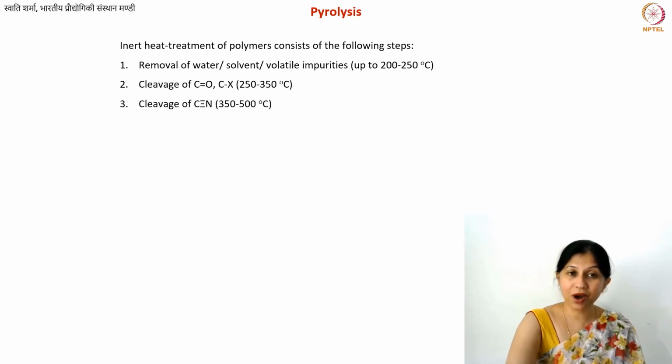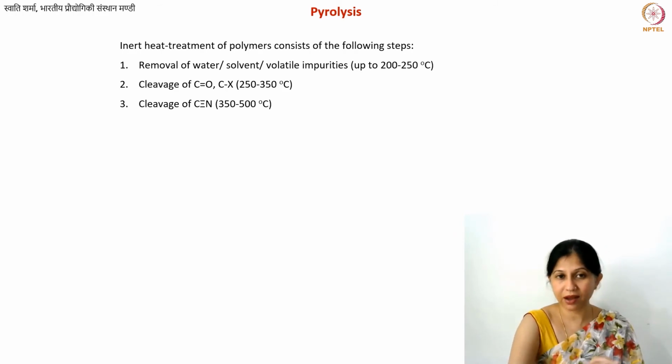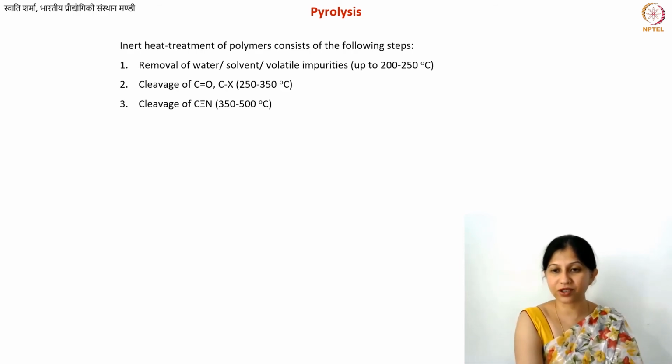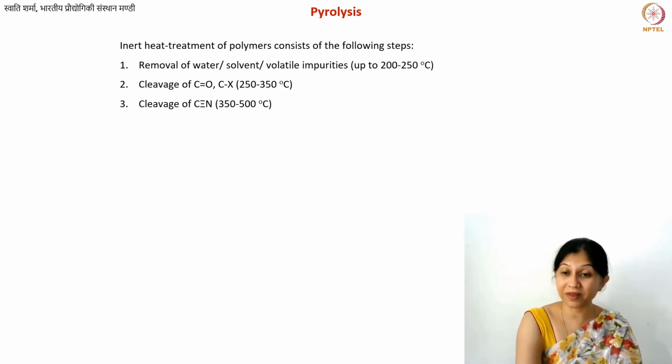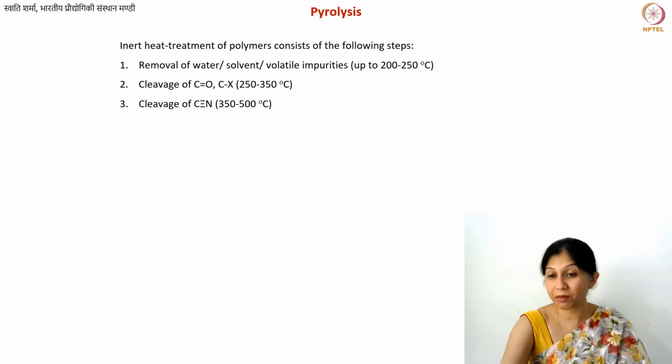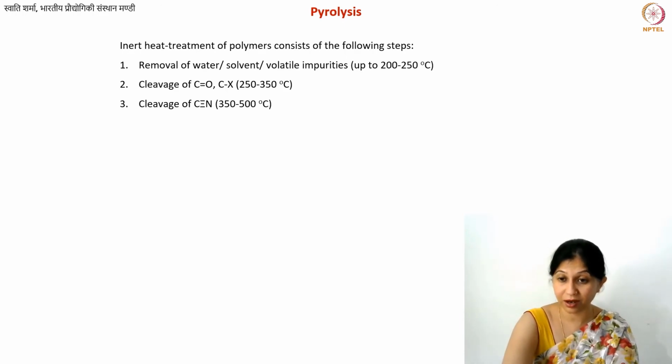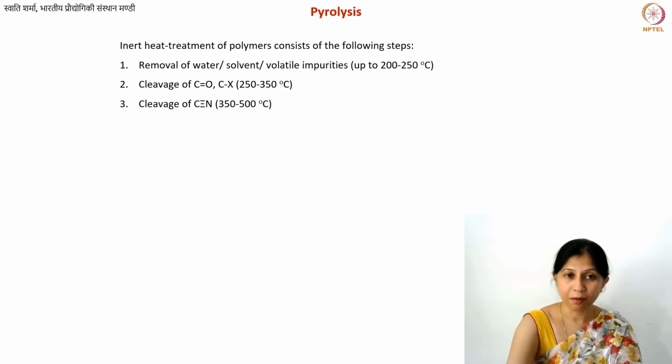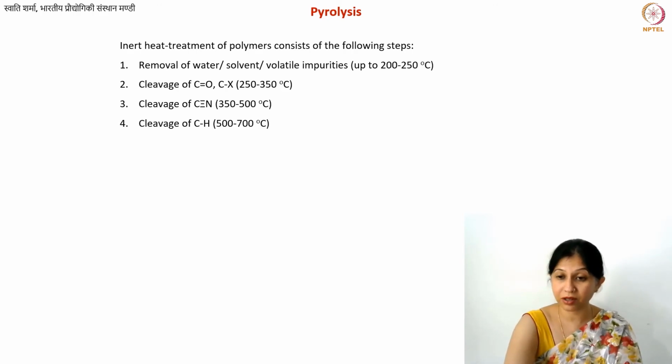Then what happens? You have carbon-nitrogen bonds breaking after that. Nitrogen does some interesting things, and that's why I've written 300 to 500. So there is a larger range for nitrogen also, because nitrogen sometimes serves as a chemical catalyst, which actually helps in forming aromatic structures, even though the material may not have aromatic structures to begin with. Okay, but then you have the carbon-nitrogen bonds breaking.